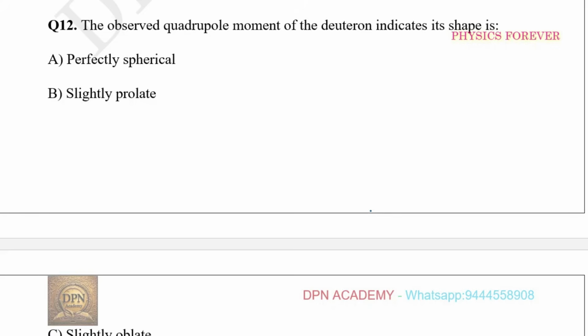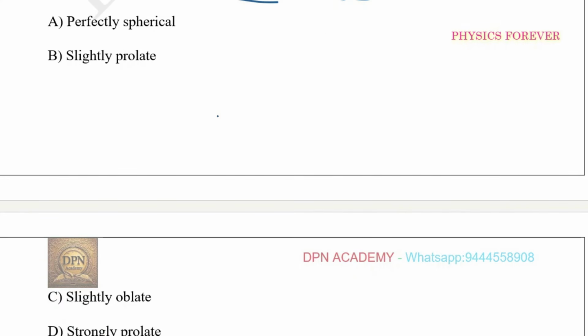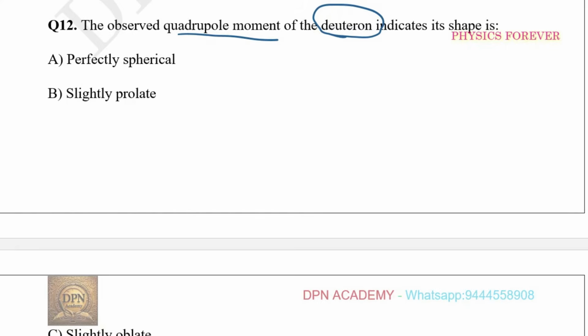so question number 12, the observed quadrupole moment of deuteron, that is important here. The deuteron quadrupole moment indicates its shape, which is an easy one. Which one is correct from these 4 options? That should be slightly prolate. Okay, so the deuteron quadrupole moment indicates it is slightly prolate. What we do is sometimes choose spherical, which is wrong. Okay, the correct answer will be slightly prolate.